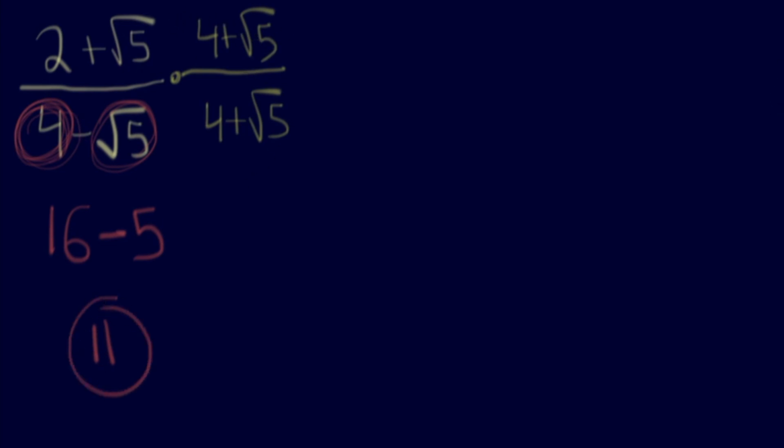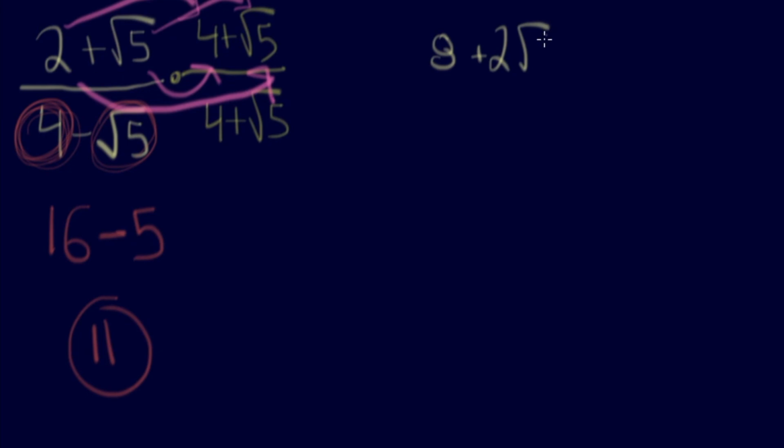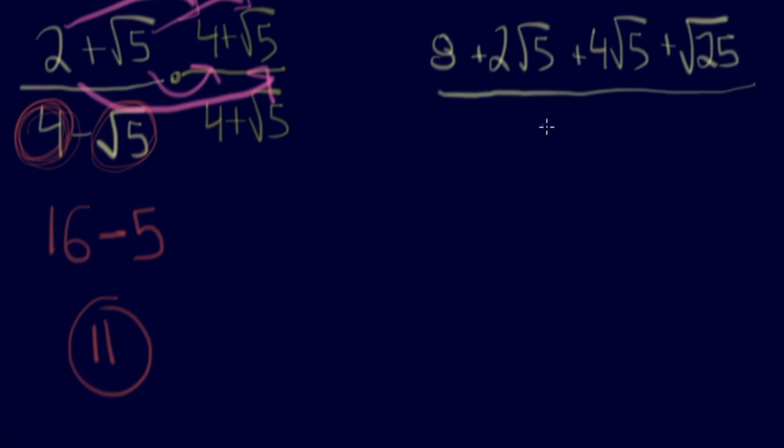Over here, there's no shortcut. I can't help you. You just got to go first, outside, inside, and last. There's no way to get around that. Sorry. I love shortcuts, but there's none that I know of for this. So we're going to get 8, and then a 2 root 5, and then a 4 root 5, and then the square root of 25, which is 5. I know you guys know that. All over 11. So we got some simplifying to do.